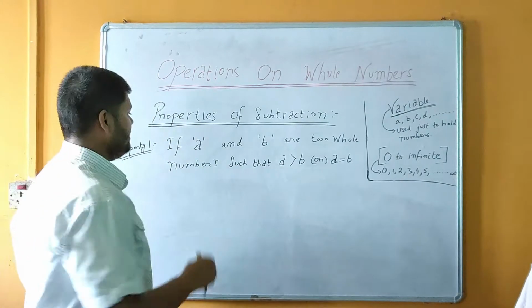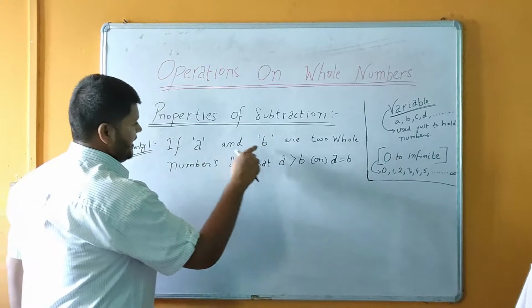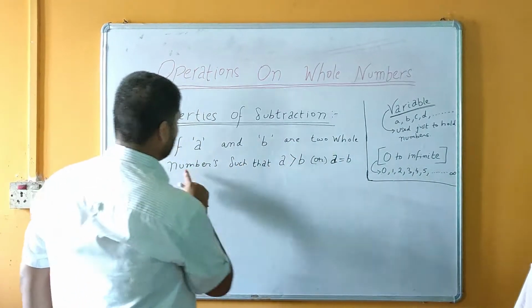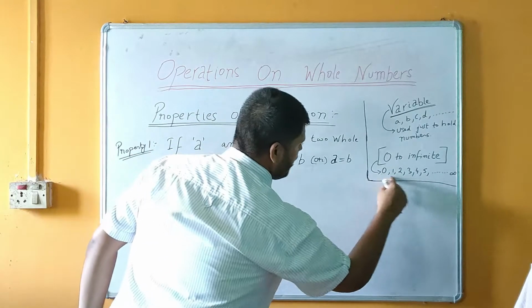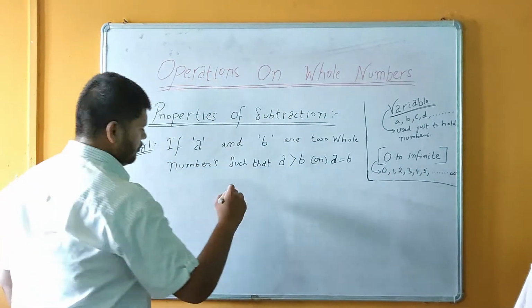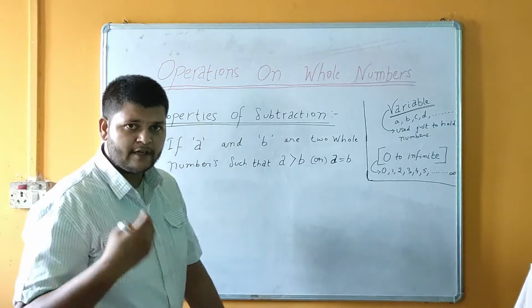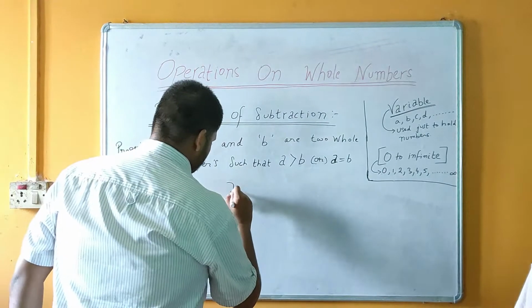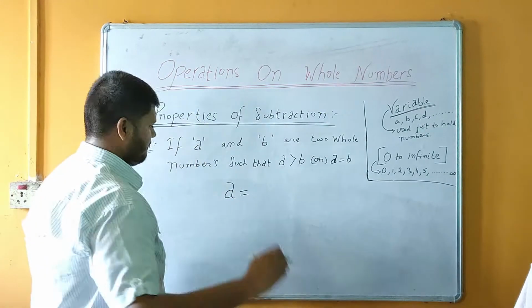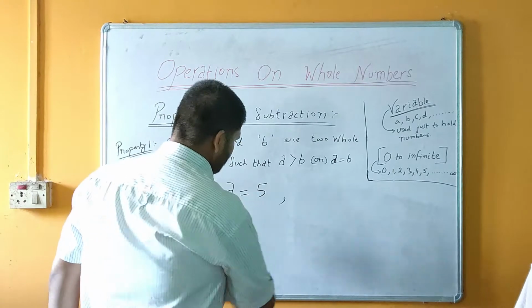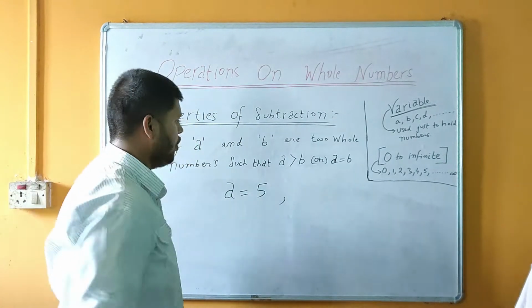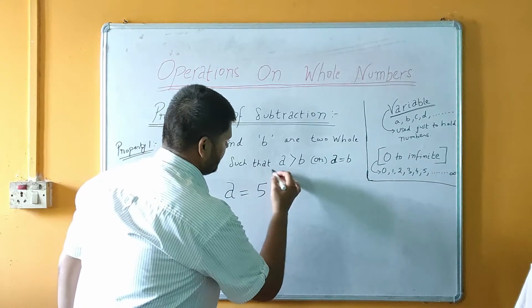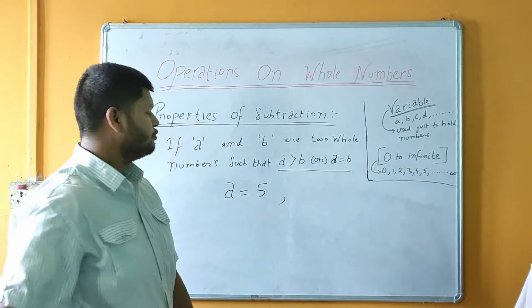And in this property, we are telling that A and B are two whole numbers. So this A and B can be any number out of this range. For suppose, how can we pick up the value for A? For suppose I take the value for A as 5, okay? Then what will be B? Will it be 6? No. You have to check this condition.